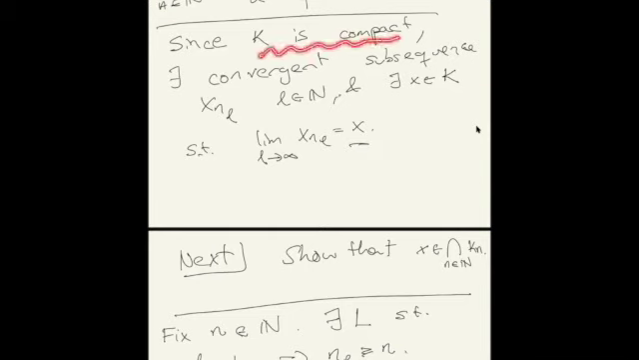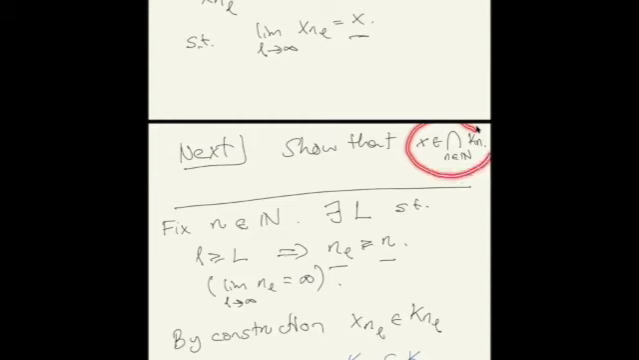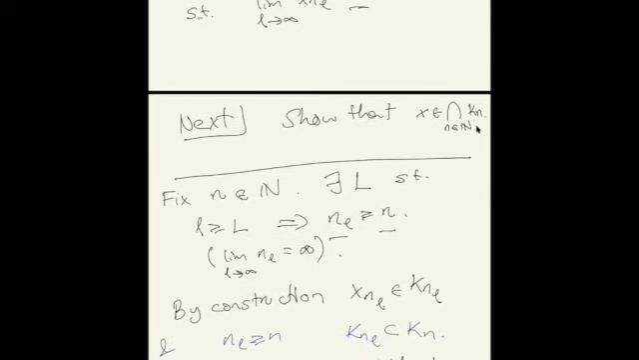Since K is compact, we can find a convergent subsequence indexed by some l in natural numbers, where we only select the indices n_l. And it being convergent means that there exists some x in K such that the limit of x_{n_l}, as l goes to infinity, is equal to x. So this gives us the x. Now what we want to show is that x actually belongs to our intersection. So x is the limit object that we are thinking of, and we have to show that it belongs to all of these sets.